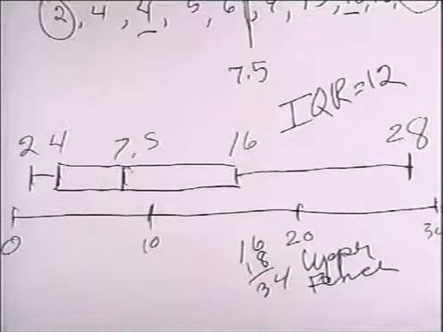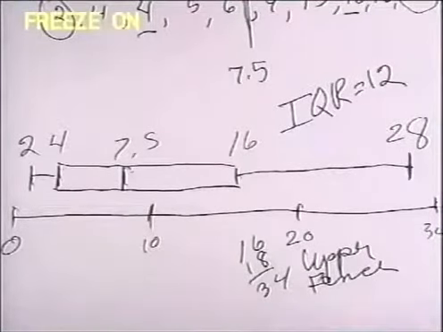An extreme outlier is 3 times the IQR past the third quartile or the first quartile. So in this case, 16 plus 12 times 3 is 36. So 16 plus 36 would give me 52. If I had a piece of data of 52 or higher, it would be considered an extreme outlier. Okay?